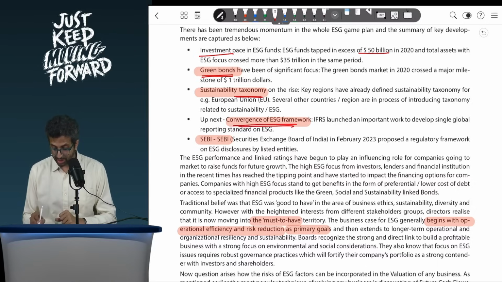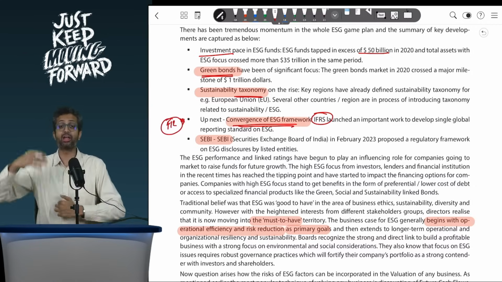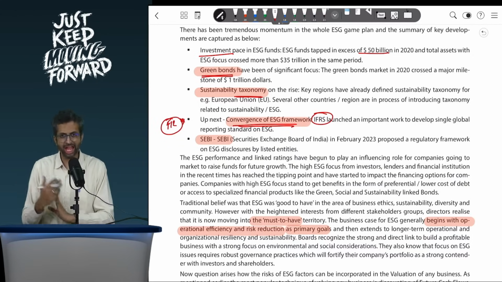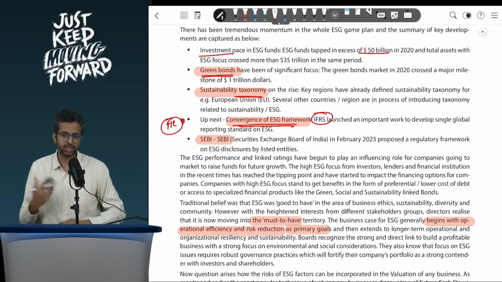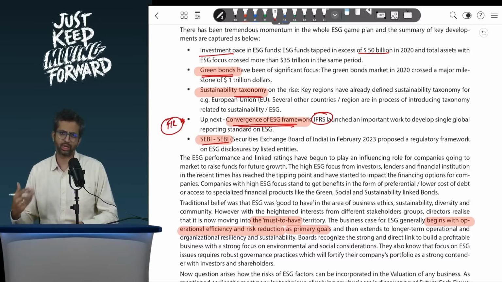Convergence of ESG framework with IFRS. When you look at your financial reporting, currently it is not there, but the institutes, IFRS, ICAI, everyone, are working to have a sustainability report, and hence there is a convergence. IFRS along with your annual report will also require a sustainability report, and SEBI is requiring the companies, at least the listed ones, to give their ESG compliance, etc.